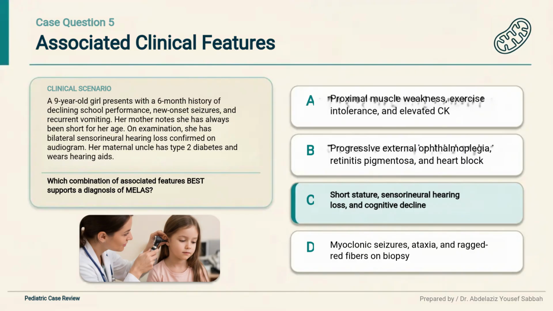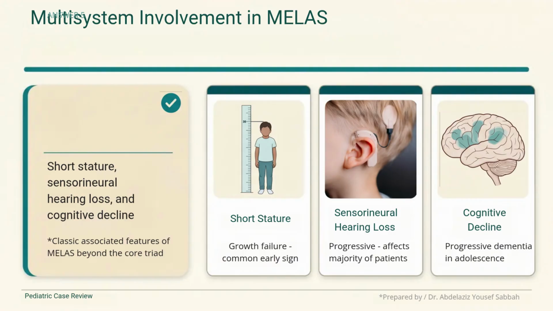Option B, progressive external ophthalmoplegia, retinitis pigmentosa, and heart block. Option C, short stature, sensory neural hearing loss, and cognitive decline. Option D, myoclonic seizures, ataxia, and ragged red fibers on biopsy. The correct answer is C, short stature, sensory neural hearing loss, and cognitive decline.